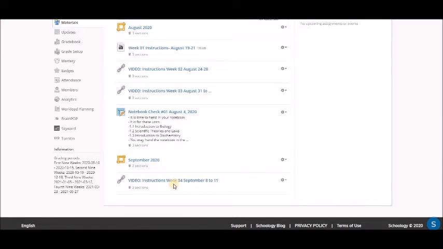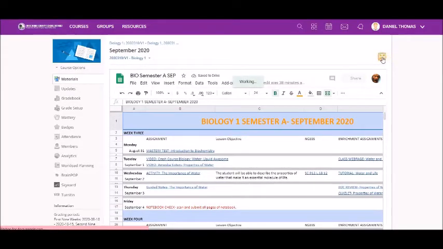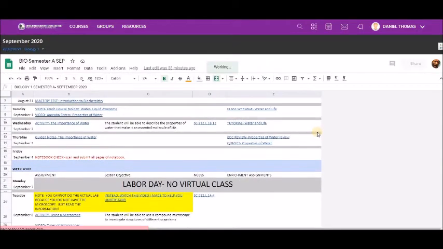This is last week's instructions, and we are in September 2020, so I'm going to go ahead and click that. And remember, I like to expand it by clicking this little guy right here. When you click that, it makes it go big.